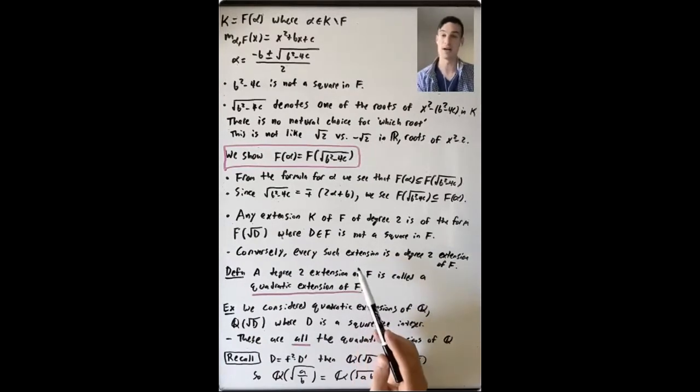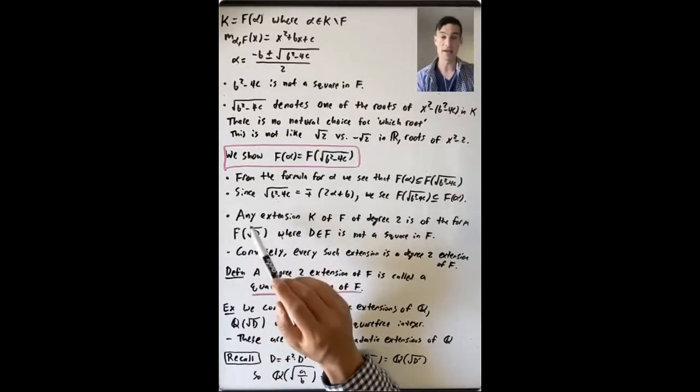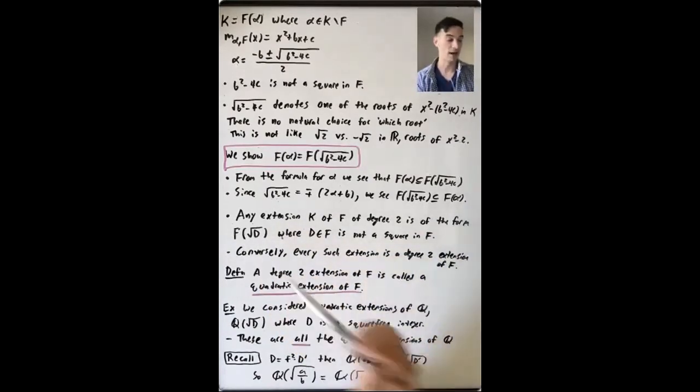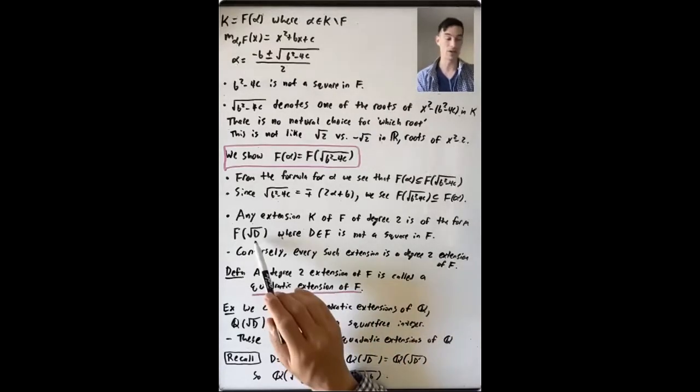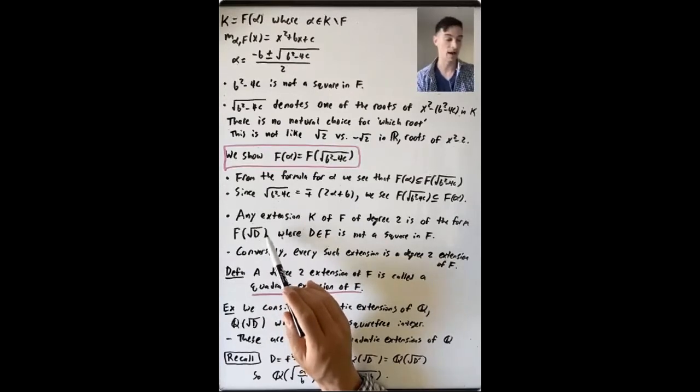So what we're seeing is if we want to understand all of the degree 2 extensions of our given field F of characteristic not 2, they all look like the field generated by square root of D for some element D in F that's not a square in F, the field generated by that kind of element over F. OK, so these degree 2 extensions get a special name. Any degree 2 extension of F is called a quadratic extension of F. And we're seeing that all quadratic extensions over a field F of characteristic not equal to 2 have a particularly nice concrete form that we can describe.